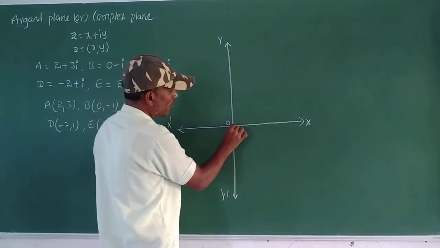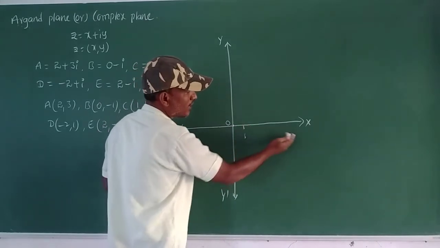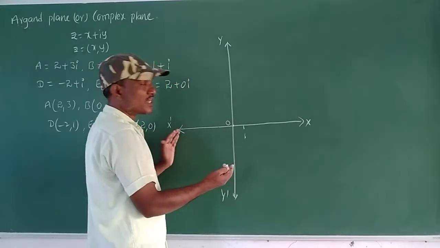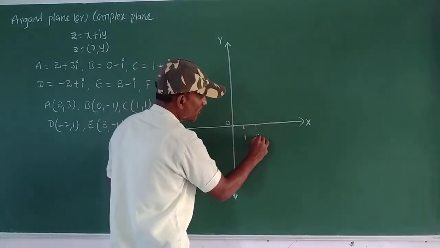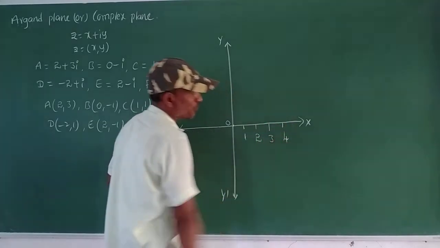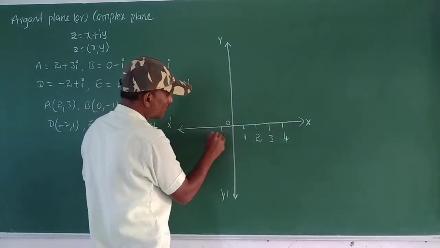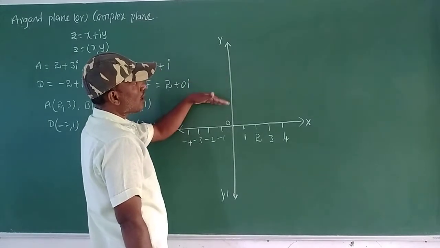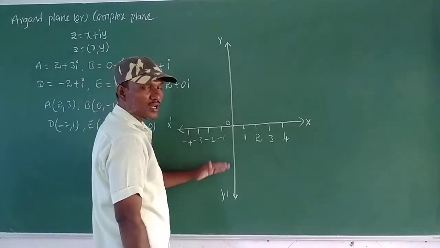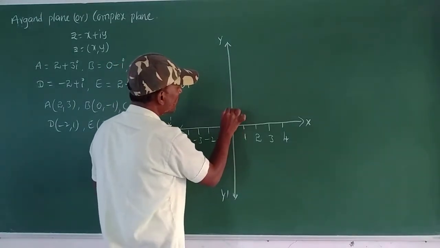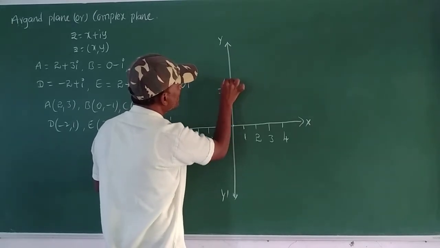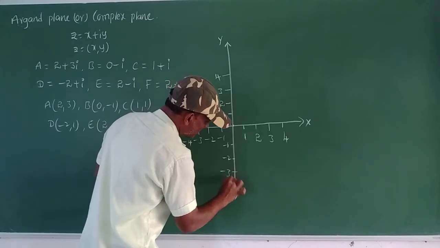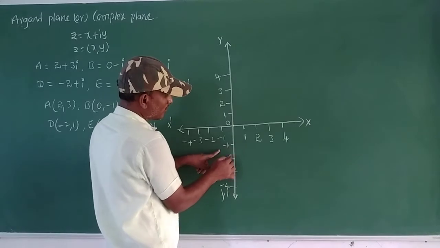First of all, give the values. This is 0, this is 1. On the x-axis, the right side has positive values and the left side has negative values: plus 1, plus 2, plus 3, plus 4, and on the left, minus 1, minus 2, minus 3, minus 4. On the y-axis, above are positive values and below are negative values: plus 1, 2, 3, 4, and below, minus 1, minus 2, minus 3, minus 4.